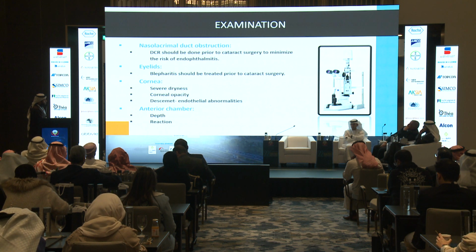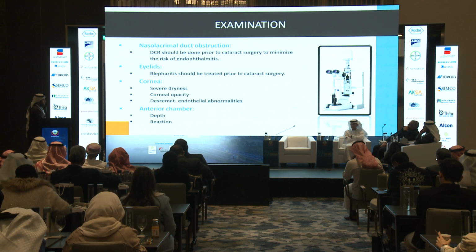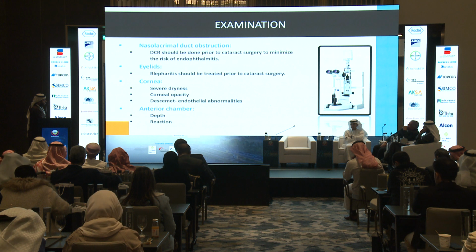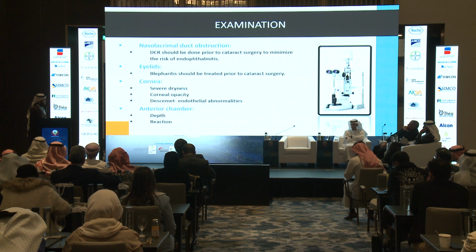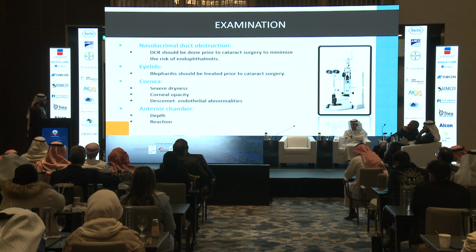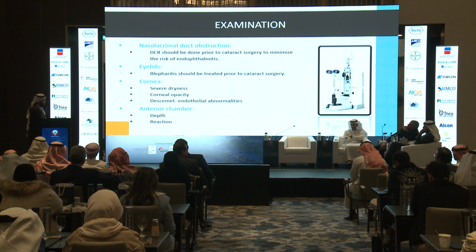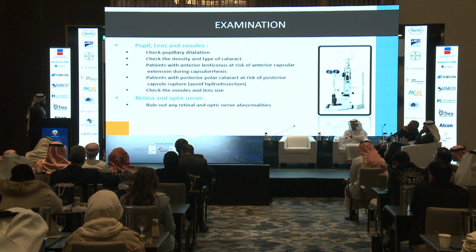Cornea: we check for severe dryness, because severe dryness can affect the IOL calculation. Corneal opacity, which can limit the view to the cataract, and endothelial abnormality. Anterior chamber: we have to check the depth and reaction. Regarding the pupil, lens and zonules, check the pupillary dilatation and check the density and type of cataract.